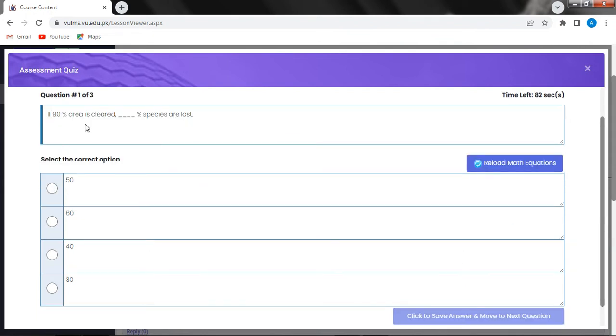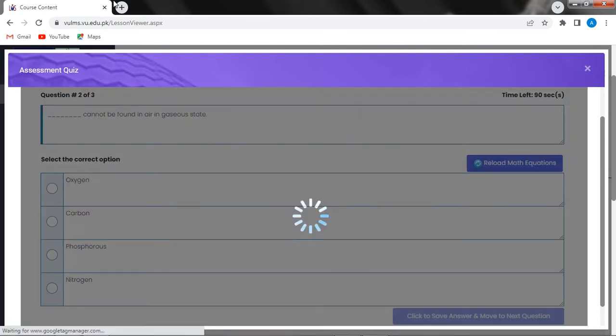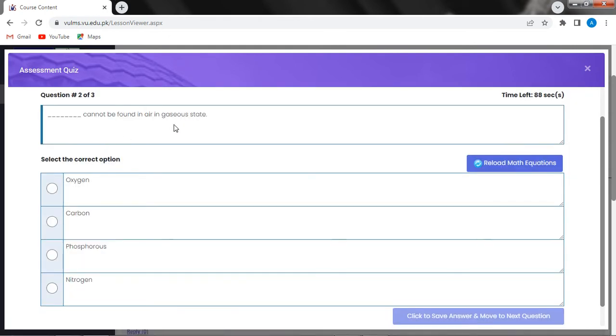If 90% area is cleared, dash percent species are lost. 50. Dash cannot be found in air in gaseous state. Phosphorus. Dash deforestation is responsible for 20% of what? Greenhouse gas emissions.